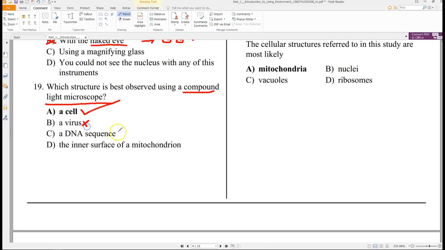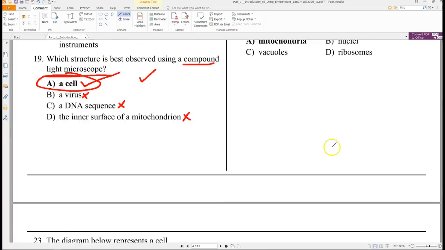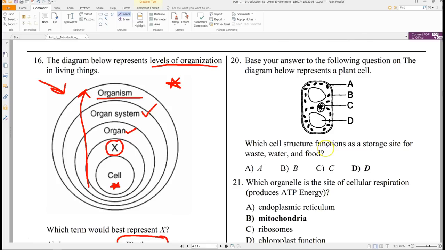The virus is too small. The compound microscope doesn't have high enough objective lenses where you can get that close up to see a virus. You can't see DNA, and you cannot see the inner surface of a mitochondria. It's just too small. But you can see the cell. Did you do that cheek cell lab? Were you able to see your cheek cells? Because that's super cool. But that's all you can really see, just the cell. Virus, DNA, mitochondria, that's just way too small. Need a powerful microscope. Okay, moving on.